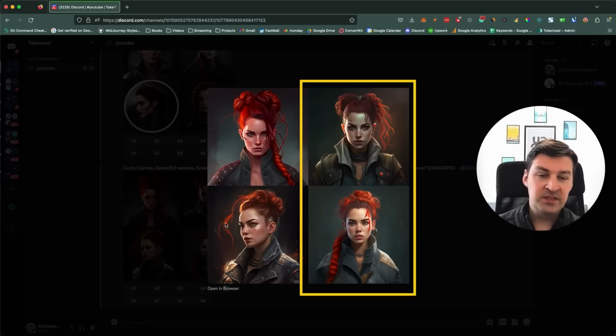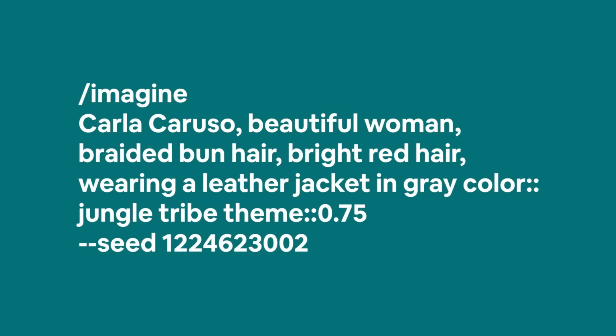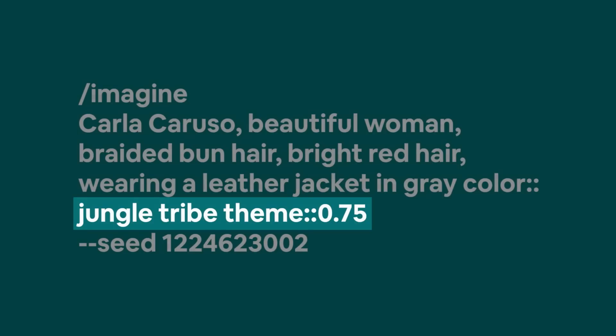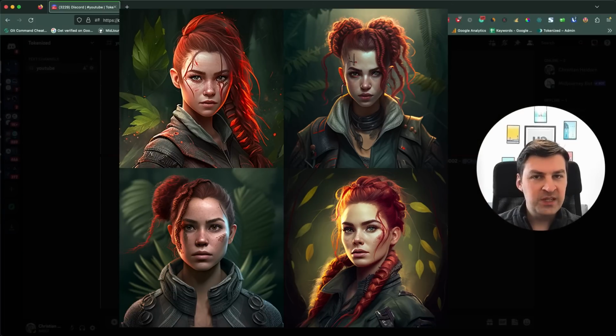So let's increase the infusion to about 42%. As you can see, all I've done is I've changed the weight of Jungle Tribe theme from 0.5 to 0.75. So this is where you really start to notice a difference, right? Our character concept still has the upper hand. However, her face, her hairstyle, her clothes, and even the background has started to change quite a bit.